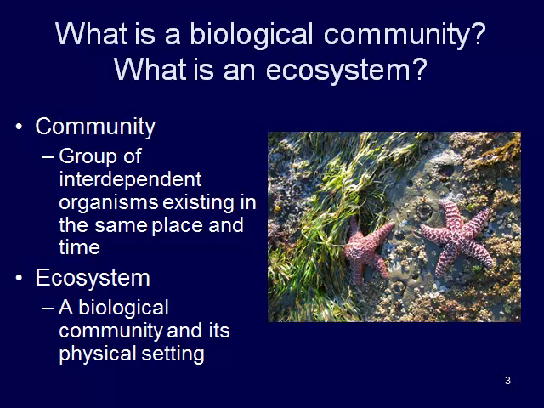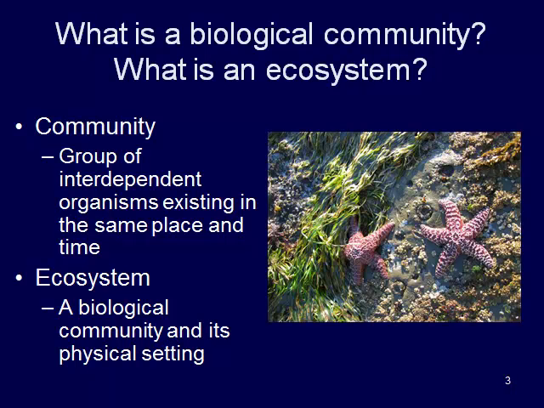A community of organisms in the ocean is basically a group of interdependent organisms that exist in the same place and time. So they're not necessarily related to each other, they're just all living in the same spot all the time. Ecosystem, similar idea: it's a biological community, so these organisms that are all living in the same place and time, and then it also factors in their physical setting. So a tide pool full of organisms versus a lake full of organisms. The physical setting is actually taken into account with ecosystems.